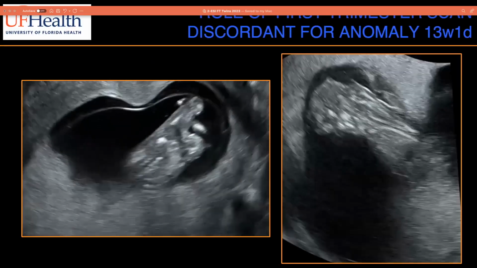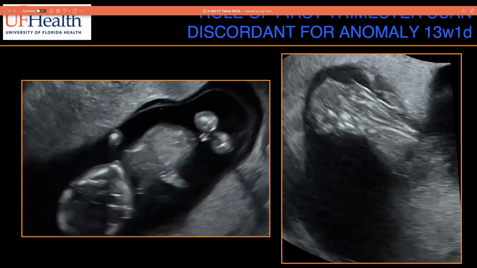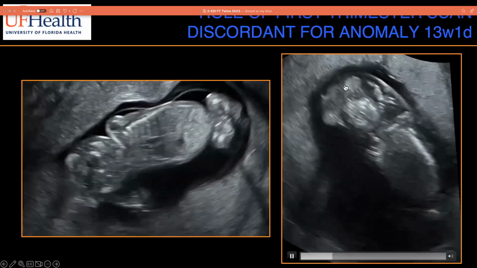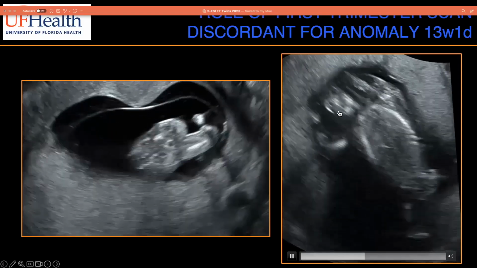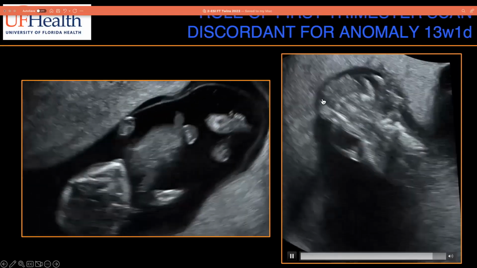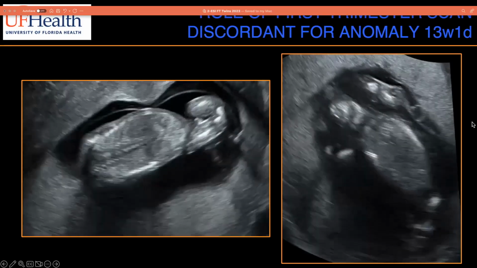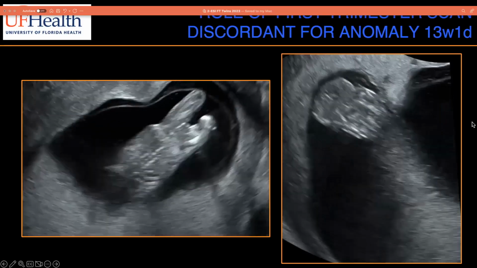And here you can see one twin, and this was the normal twin on the left versus the twin with acrania on the right, and you can see it a bit clearer now. You see the orbits, and you see the absence of the cranium and the shape of the protruding brain matter.